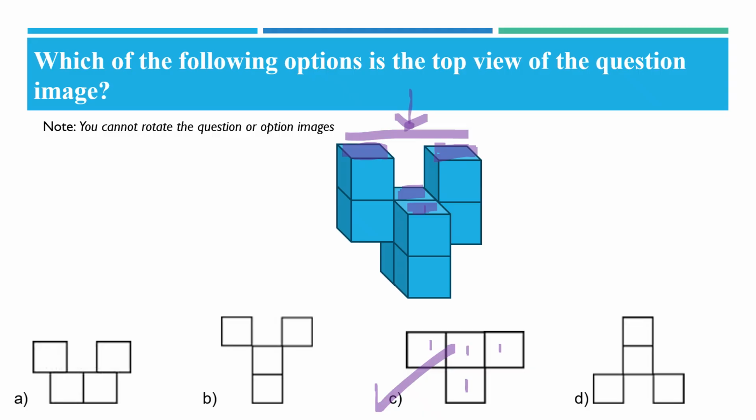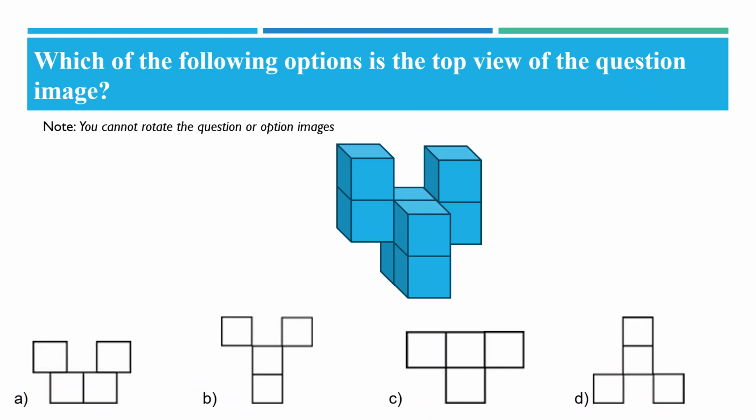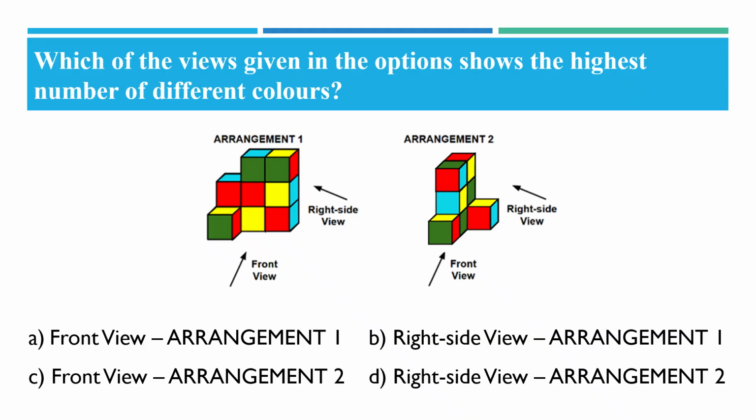As you see here, it's like one, two, three portions. Actually, three boxes are here. It's not B. The same way, it's not D and not A. As you see, one on the left, one on the right, and one in the front. So there are two in the front, so it's not A. The final answer is C. Great. Let's move on to the next question.